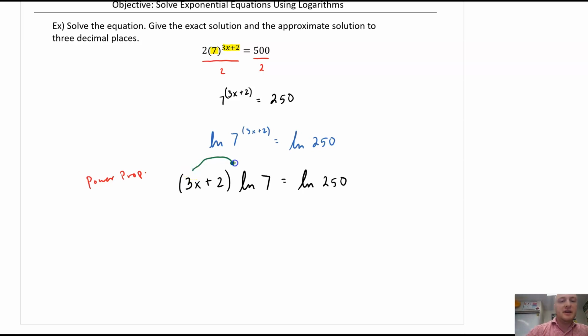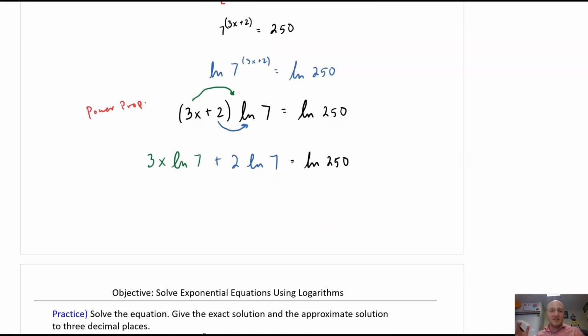So I'm going to go ahead and do that now. 3x times the natural log of 7 is 3x natural log of 7 plus 2 times the natural log of 7. See, and that's so much different than if I just left the parentheses off. It would be 3x plus 2 times natural log of 7, which is different. Okay, is equal to natural log of 250.